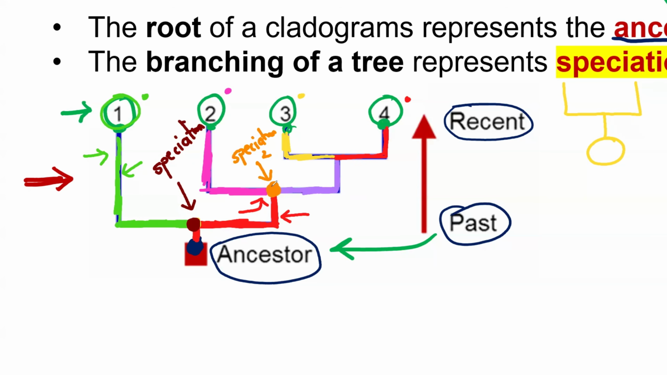Then this red descendant also split. It also branched, or it also formed 2 different species. And what are those species? This is the second speciation event. It formed this purple species here, which is descendant number 2. So descendant number 2 is formed from this red ancestor. Okay. And then it also formed another one, which is the purple one here, which is not given any label.